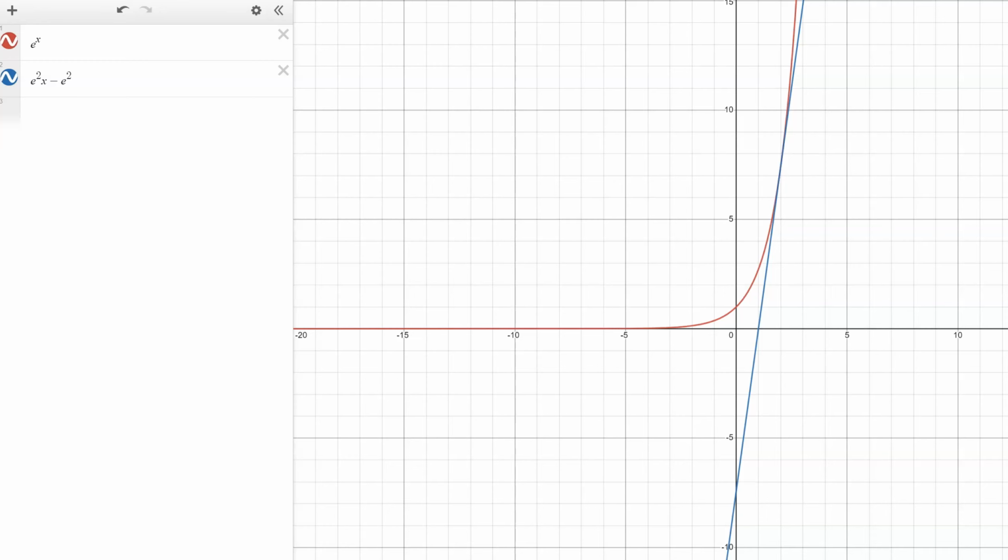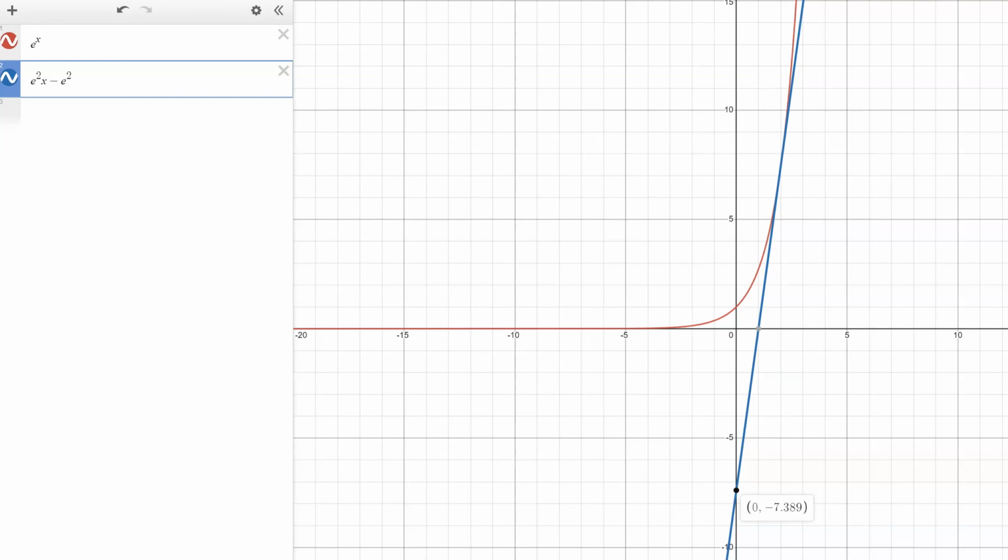A couple things of note. E squared is about 7.3. You can use a calculator to estimate that. So you can see here that the y-intercept of our tangent line is going through negative e squared, approximately, right? That's an approximation, but it looks like it matches, looks like that's correct. Looking at the graph isn't a rigorous formal check of our answer, it's just sort of making sure it's at least within the realm of reason.